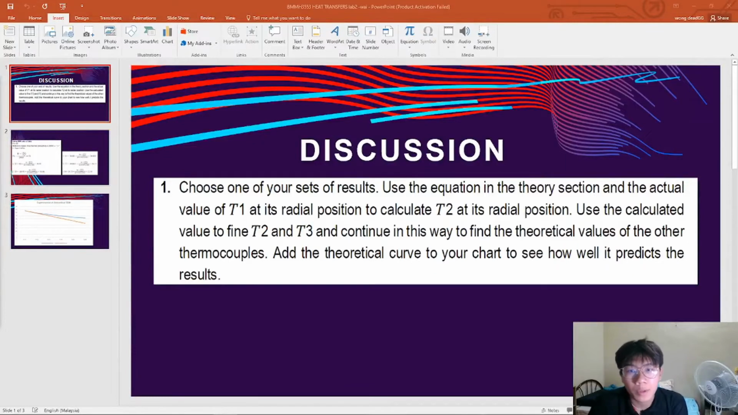Hi, my name is Wong. I'll be talking about the discussion of radial conduction. One of the sets of results we chose is 50 watts. We have to use the equation in the theory section with T1 to calculate T2, and we continue this way to find T3, T4, and all the other values for the thermocouples.